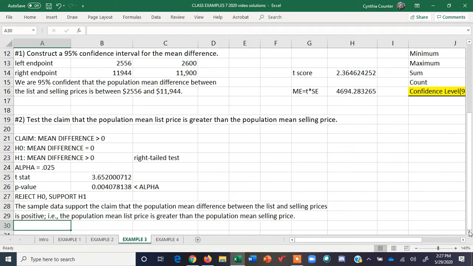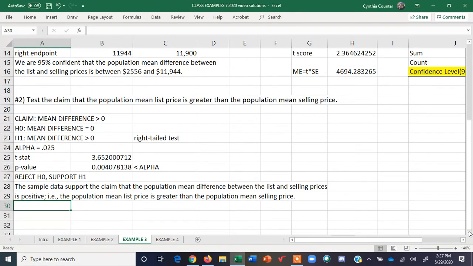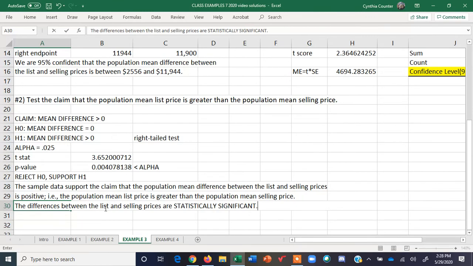Since we're saying that the mean was different from 0, right? It was positive. We have the differences between the list and selling prices are statistically significant. Or I should say the mean difference between the list and selling prices is statistically significant. Or the mean differences between, we'll do it this way, the mean differences between list and selling prices are statistically significant.